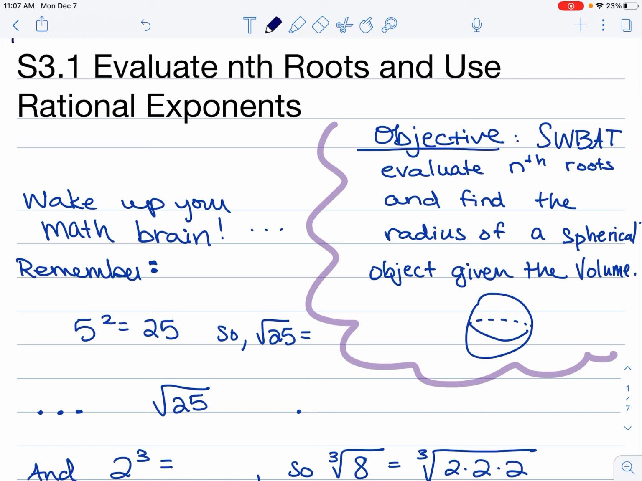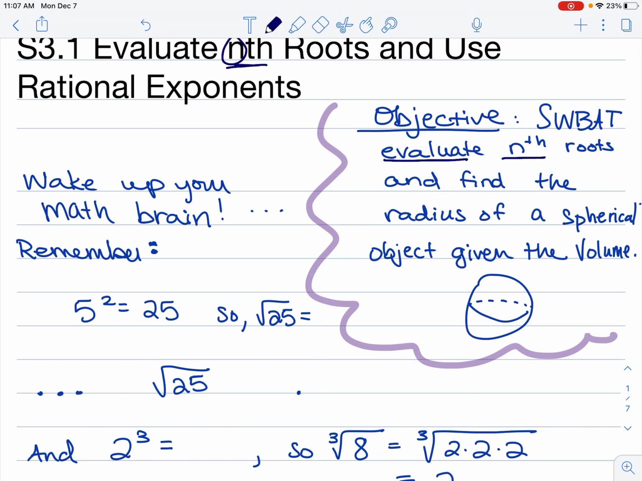Section 3.1, we're evaluating nth roots. Remember, n is just the variable for some value of roots, and we're going to use rational exponents. Our objective today is that students, you will be able to evaluate nth roots and find the radius of a spherical object given the volume. So we're going to learn about all this, and at the very end, we're going to be able to know the volume of a sphere like a ball or something like that and know how to find the radius.